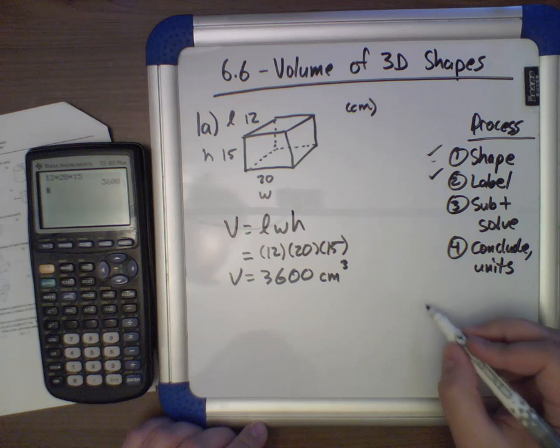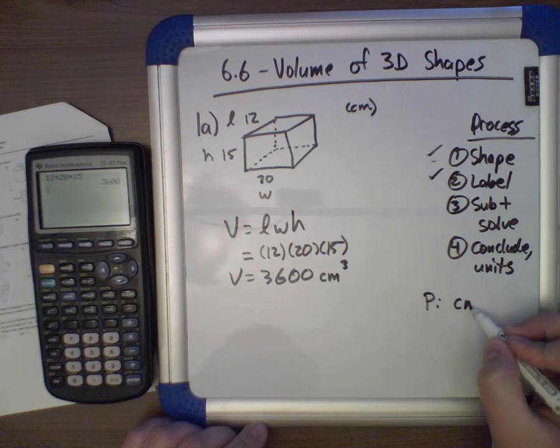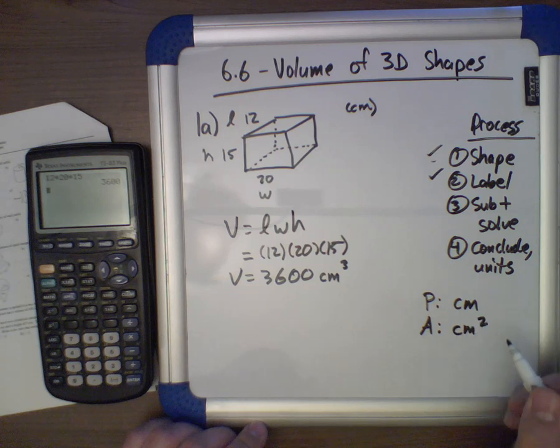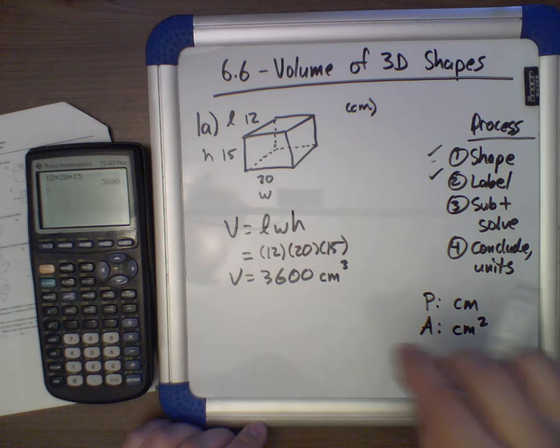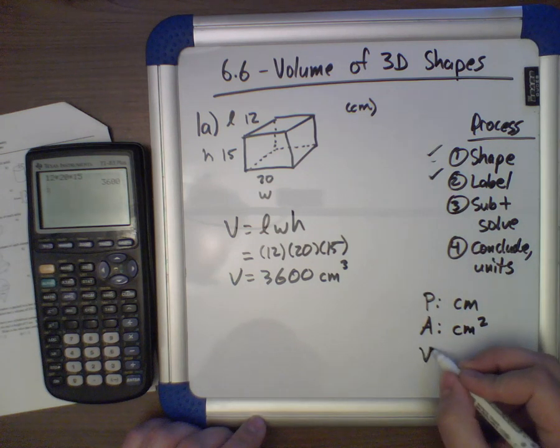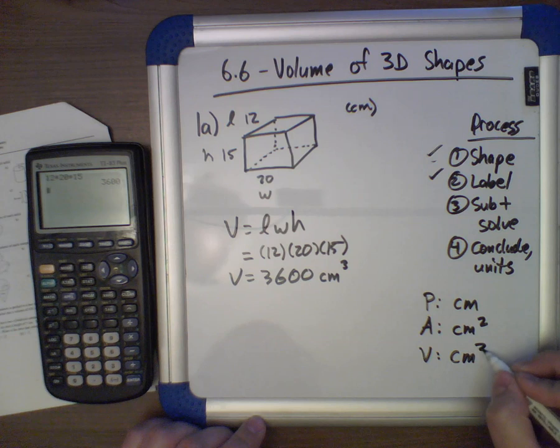Please be careful. When we're dealing with perimeter, I would have centimeters because it's just a length. When dealing with area, I have centimeters squared. So imagine I have flat little centimeter squares I use to fill up the space. Now we're dealing with 3 dimensions. So for volume, it's centimeters cubed.